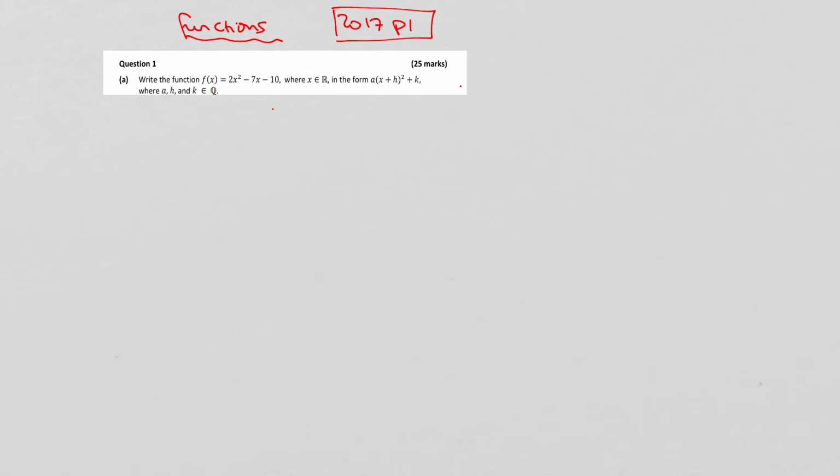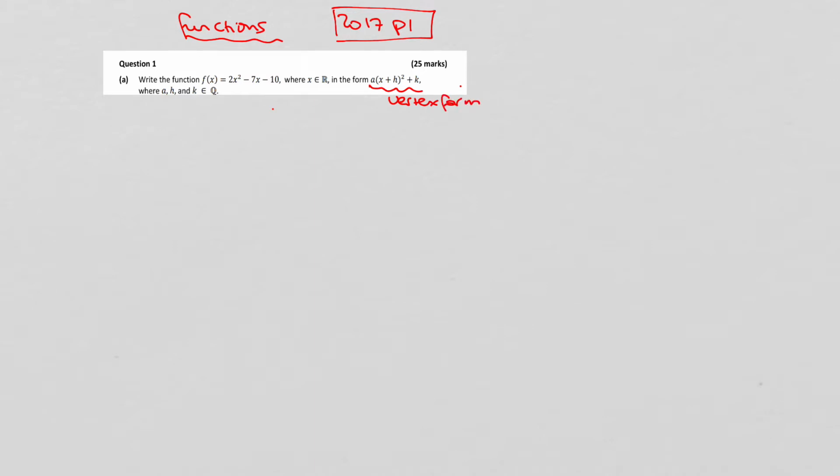2017, paper 1, question 1. So this question was a functions question. And the first thing we're given here is a quadratic equation where we have to write it in the vertex form, or in other words, the perfect square form. So this format here is our vertex form.